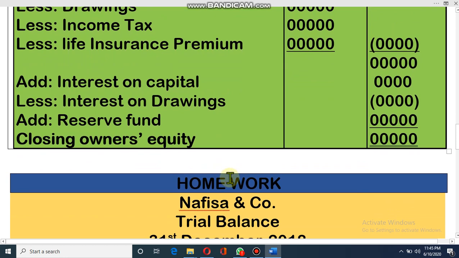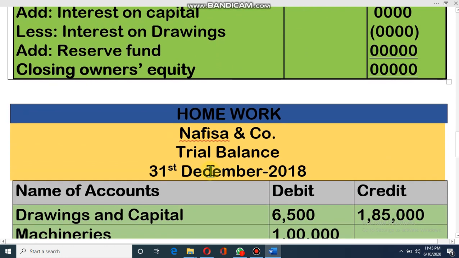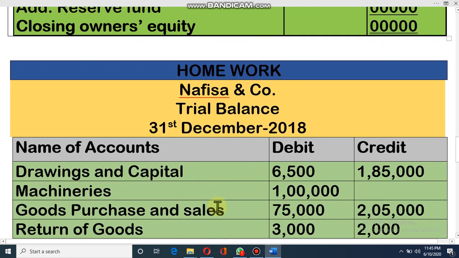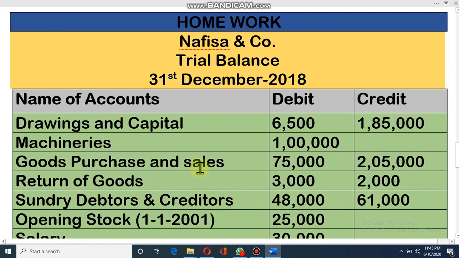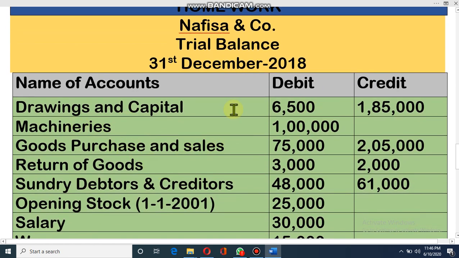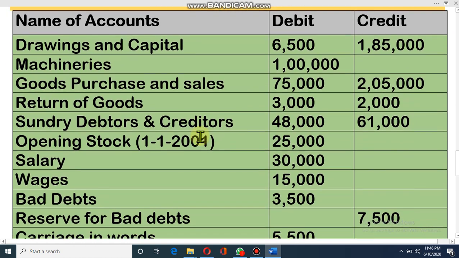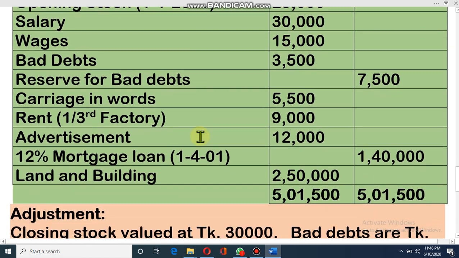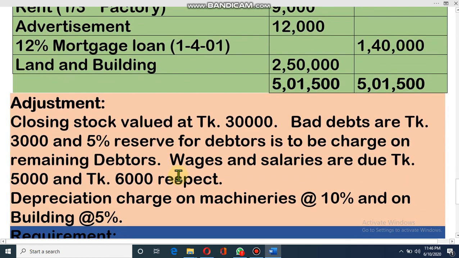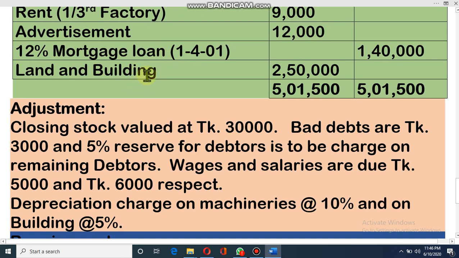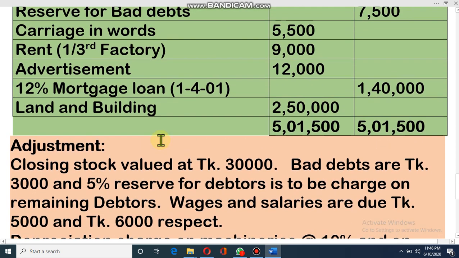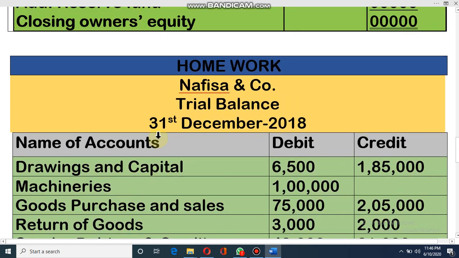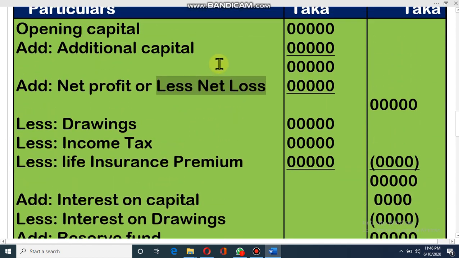Dear student, now a homework. Dear student, this is a trial balance given from Nafisa and Kong, and all items are here: capital, drawings, some related items from owner's equity. The trial balance is given, then some adjustments are also given. Dear student, your duty will be, from these trial balance items and adjustment items, to find out the items related to owner's equity, and you have to put them in this format.